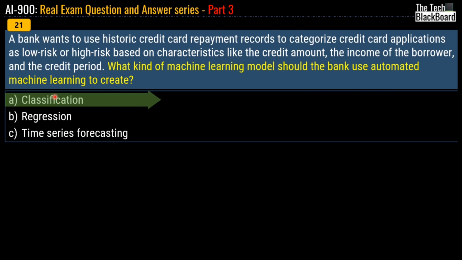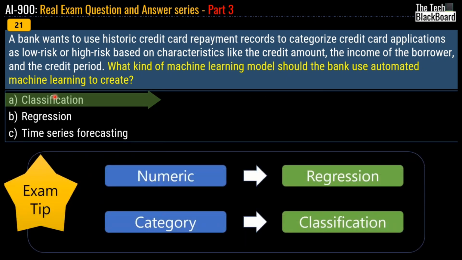Now here is a quick exam tip. Earlier in question number 19, I told you that whenever you want to predict a numeric value, you should always go for a regression model. On the other hand, if you want to predict a category, then you should always go for the classification model. And here, what are we categorizing? We are categorizing credit card applications as low risk or high risk. Hopefully, these quick exam tips will really help you recall the answer when you are sitting in the real exam.